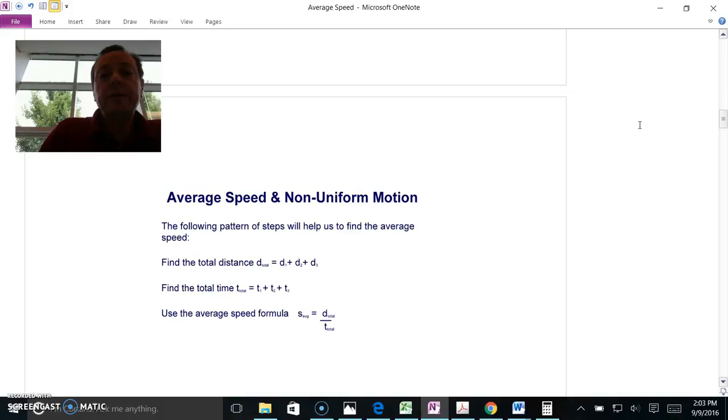So average speed and non-uniform motion. The following pattern of steps will help us find the average speed. Find the total distance, which is the sum of the distances traveled in the individual segments of the trip. Find the total time, which is the sum of the times it took to travel those segments. And use the average speed formula, total distance over total time.